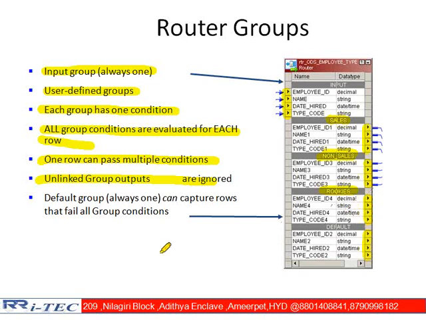Next, the default group is always only one. It is useful to capture rows that fail all group conditions. Yesterday in the filter, this was one of the major disadvantages: we cannot capture the rejected records.